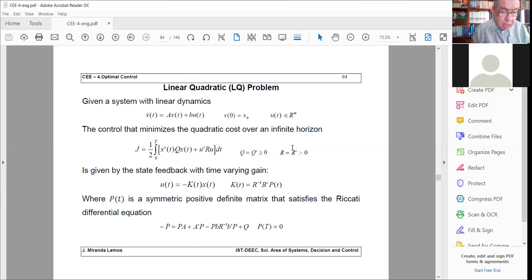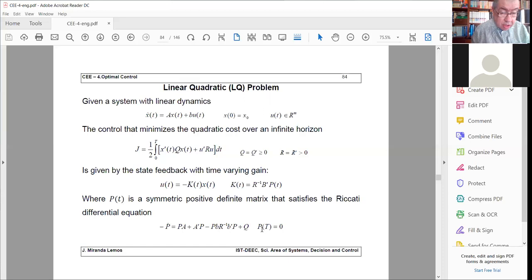And I assume that Q and R are symmetric matrices. And Q is semi-positive definite, and R is positive definite. The solution of this problem is given by a state feedback of X, but the gain varies with time because the gain is given by the inverse of R times B transpose times P. And P satisfies this Riccati differential equation. And this Riccati differential equation has a terminal condition.